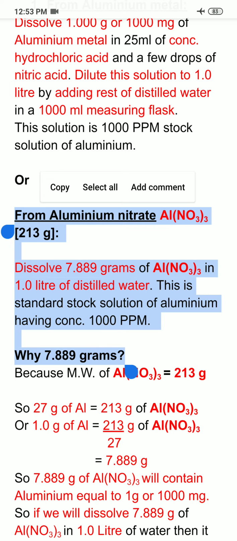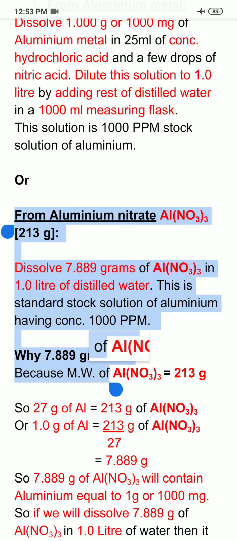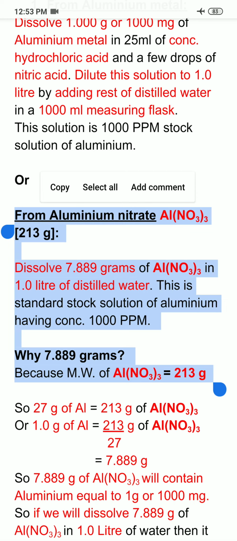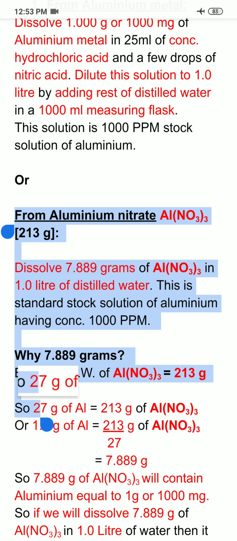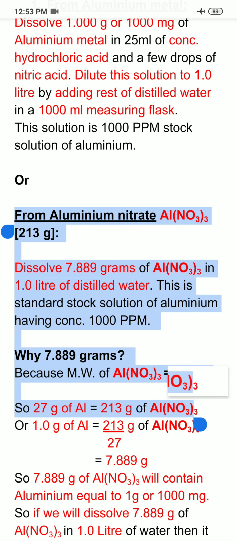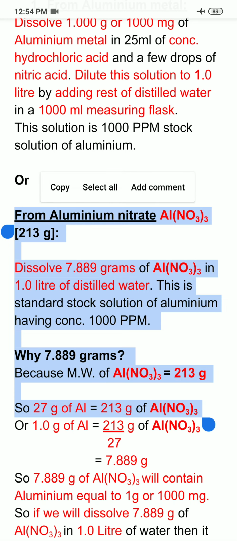So we can determine this because we know that the molecular weight of aluminium nitrate anhydrous is equal to 213 grams. So if I have 213 grams of aluminium nitrate, it will have aluminium equal to 27 grams. So I can write the equivalence as 27 grams of aluminium corresponds to 213 grams of aluminium nitrate anhydrous.